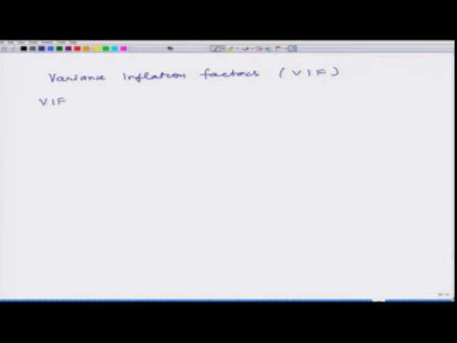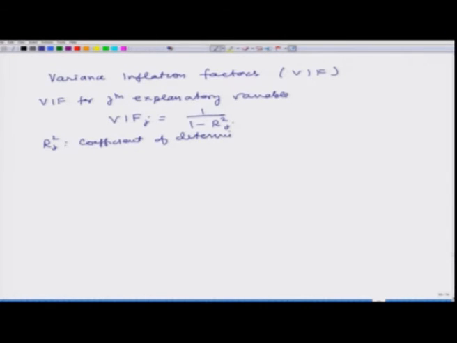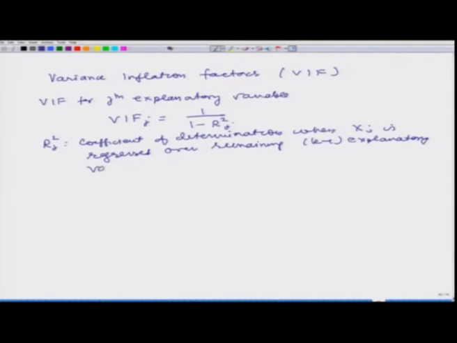So this VIF for the jth explanatory variable is defined as VIF_j equal to 1 over 1 minus R squared j, where R squared j is the coefficient of determination when the jth explanatory variable x_j is regressed over the remaining k minus 1 explanatory variables, right? j goes from 1 to k.